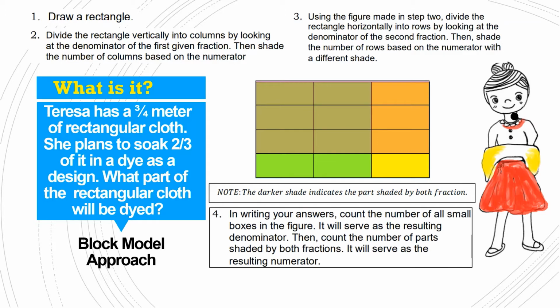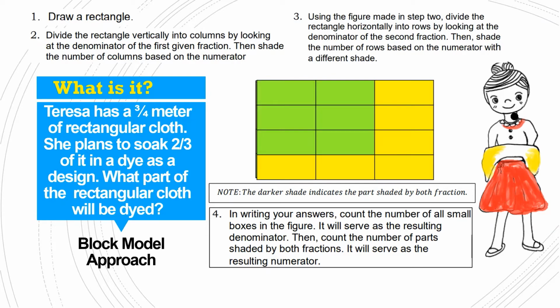So, in writing your answers, count the number of all small boxes in the figure. It will serve as the resulting denominator. Then, count the number of parts shaded by both fractions. It will serve as the resulting numerator. So you have 6/12. And then after that, you are going to reduce your answer.